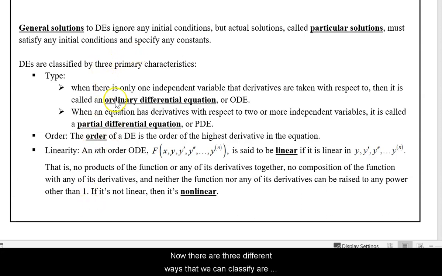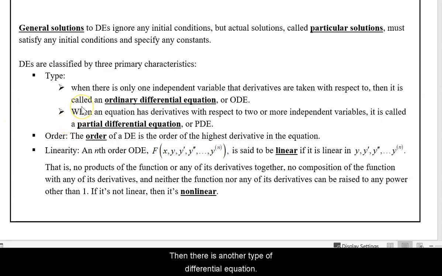Now, there are 3 different ways that we can classify our differential equations: by type, by order, and by linearity. When we talk about the type of a differential equation, and there's only one independent variable that the derivatives are taken with respect to, then we call this an ordinary differential equation, or an ODE. If you take differential equations later after Calculus 3, you'll begin with a course in ordinary differential equations. This is usually what students refer to as Diffie 1, which is the first course in differential equations.